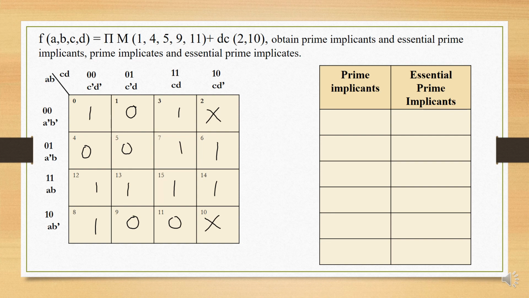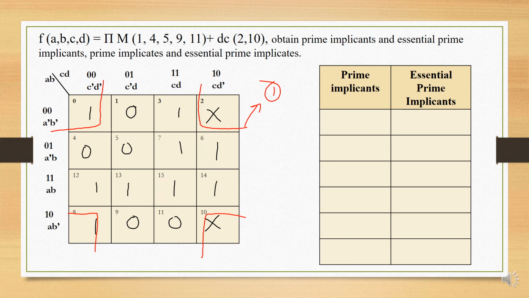Let's start with the higher priority grouping, whether we can form an octet or not. From the plot we can see that we cannot form the octet, therefore we have to go for the next priority, that is quad. Easily we can see that we can form a quad by folding, considering all the corner cells including the don't cares. So we form this quad and we'll name the grouping as 1.